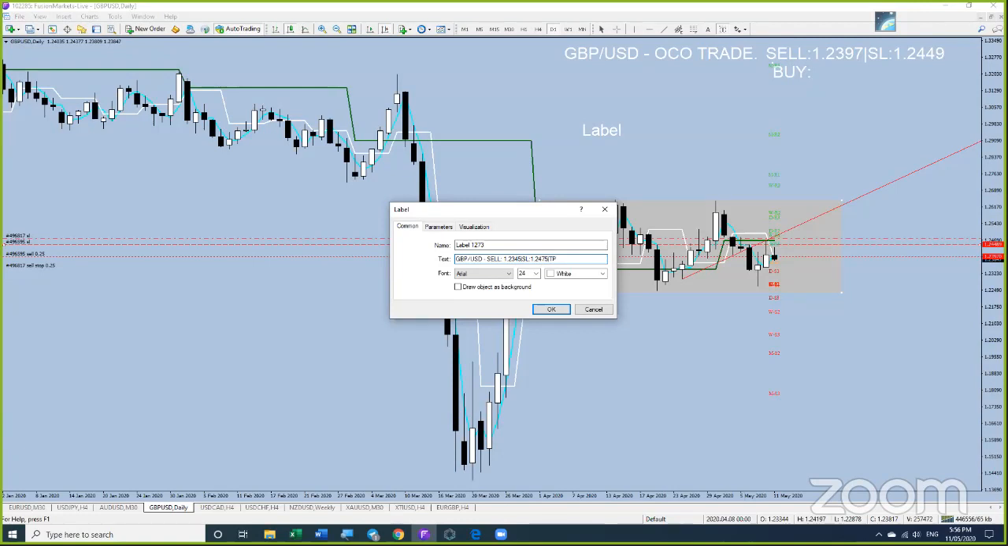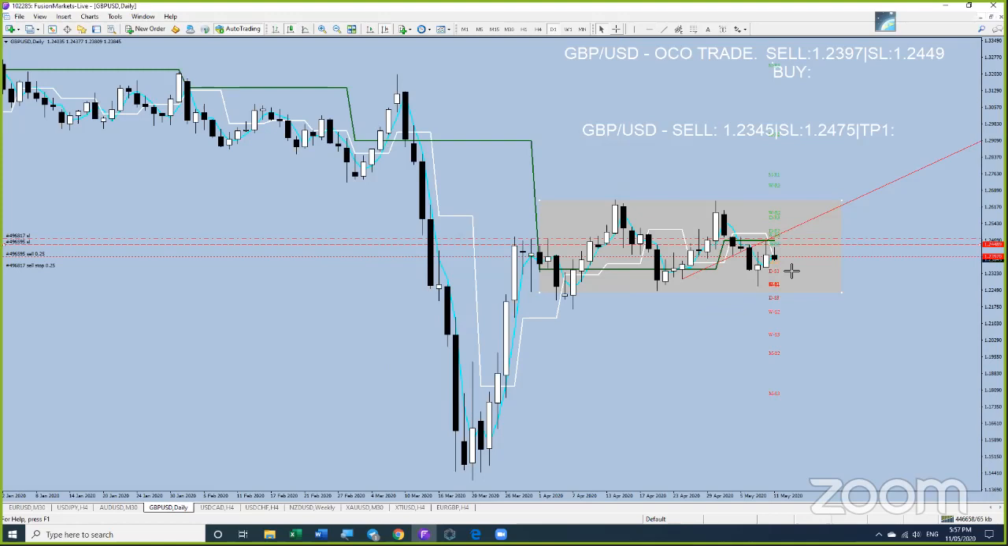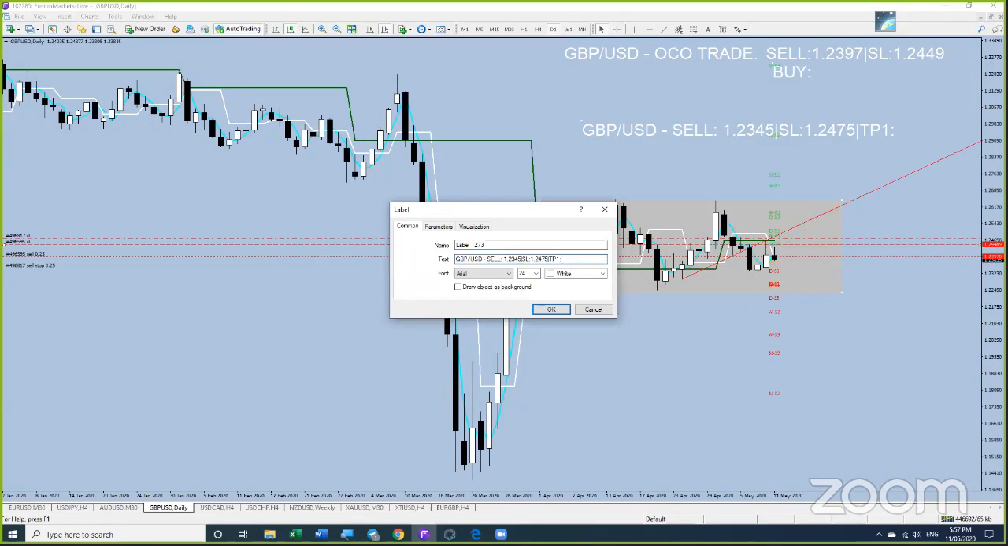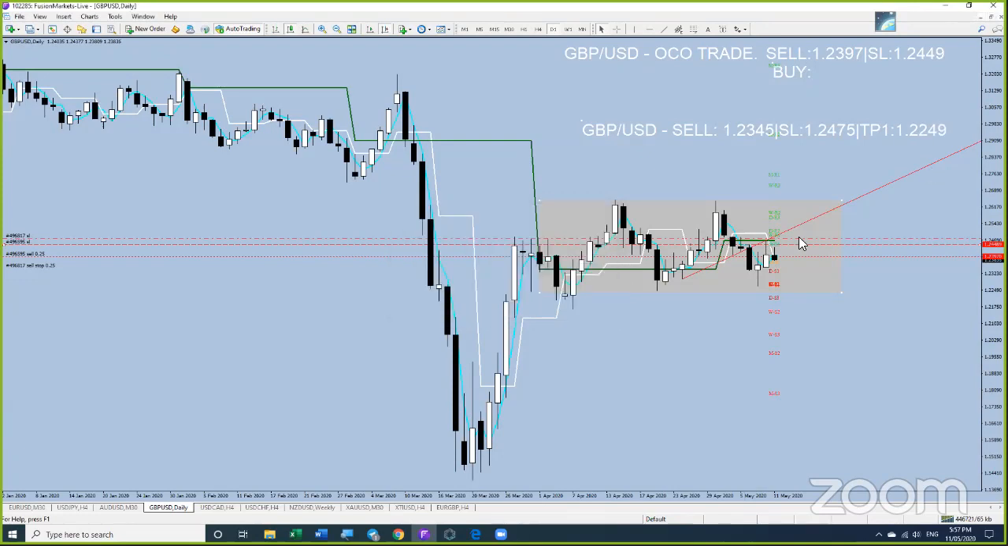And take profits. I'll come back to the take profits because I'll give you the levels that I want. I'll probably only give you TP1. Okay, righto, first take profit. What have we got? 120 odd pips, 130 pips. We can't really go through that level. So 1.2249 is TP1.